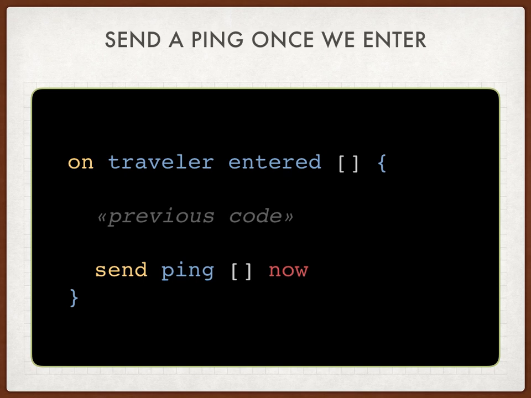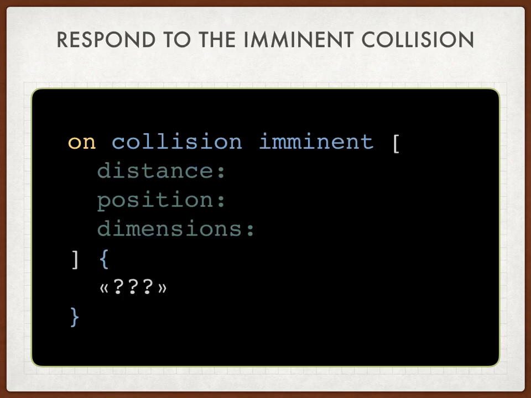Okay, sending the ping is relatively straightforward. We can just do that in the traveler entered event. As soon as we get in, let's send a ping so we can get telemetry as soon as possible. Then we just need to implement this on collision imminent. And so you can see here an example of responding to an event that has parameters. These parameters are typed, so there's no need to duplicate them here. Distance is a distance, position is an angle, and dimensions is a dimension.